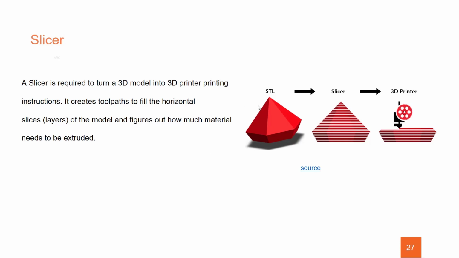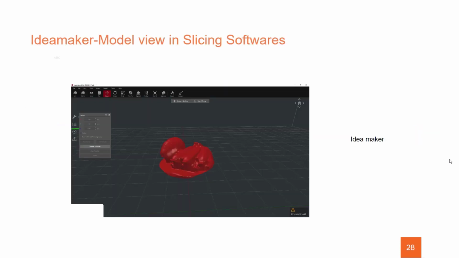So a slicer basically cuts your saved 3D model into slices or layers that your 3D printer can actually print. Okay, so let's look at some slicers.